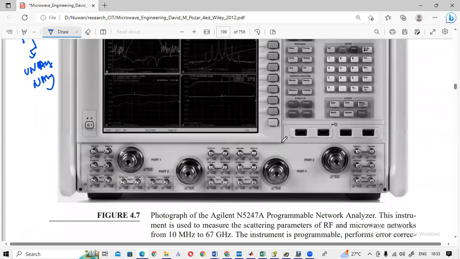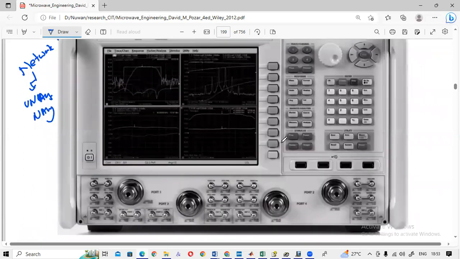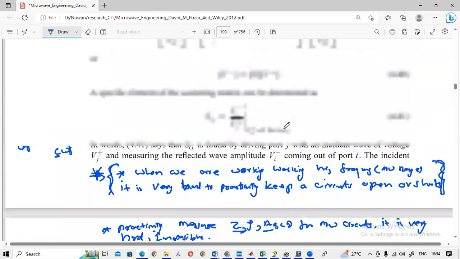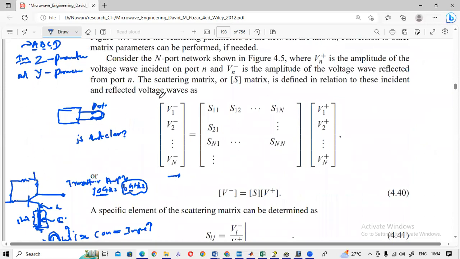In our campus we have two network analyzers. One is a big, good one, and we also have a mini network analyzer. You can use both instruments to get the S parameter measurement. We will do it later. Now we will see what the S parameters are, and how we define this parameter matrix.